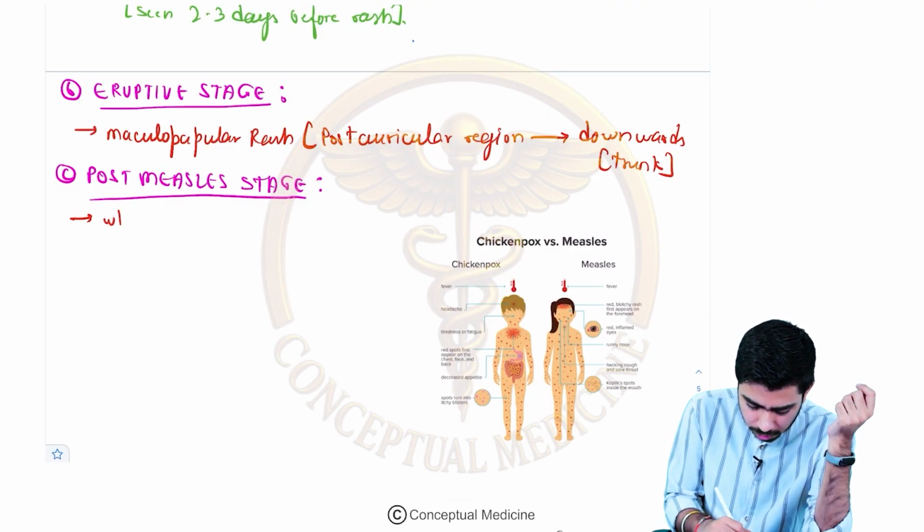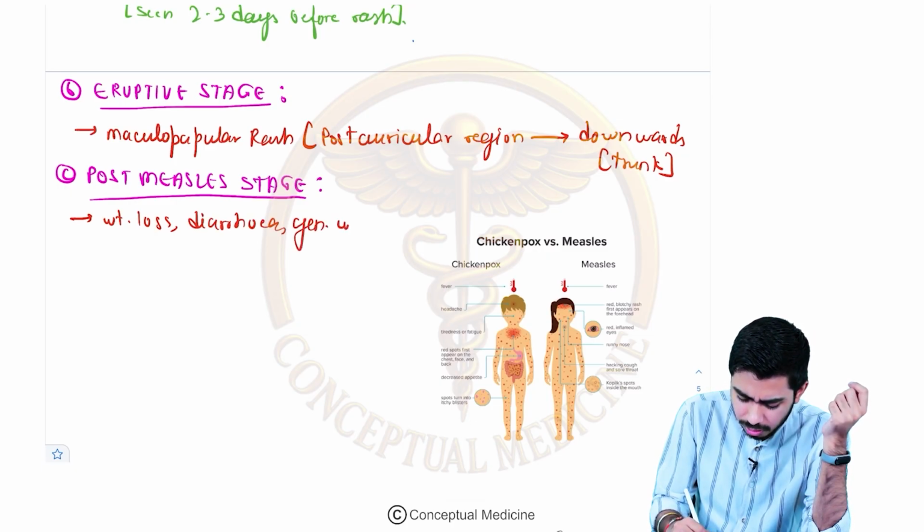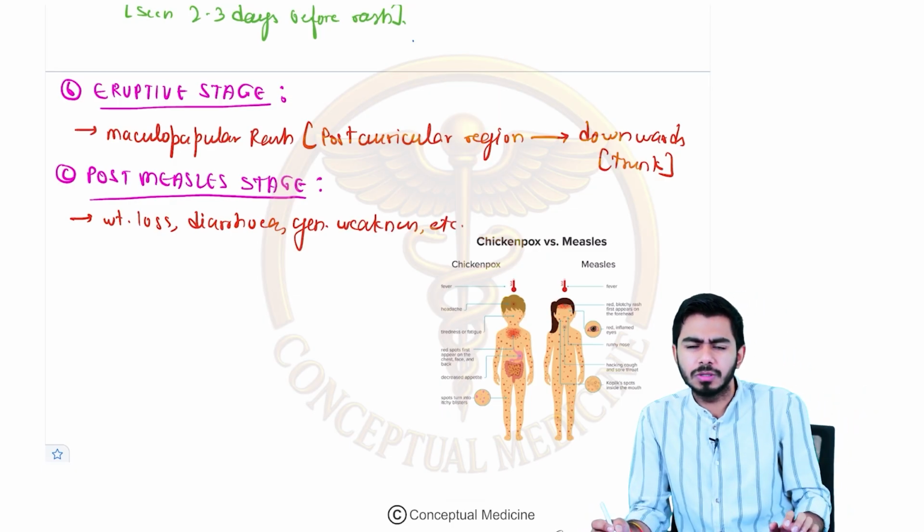So there could be weight loss in some kinds of patients, diarrhea in some patients, and generalized weakness can be there. These are non-specific features that might be seen in some patients, as I said, might be seen, and might not be seen as well.